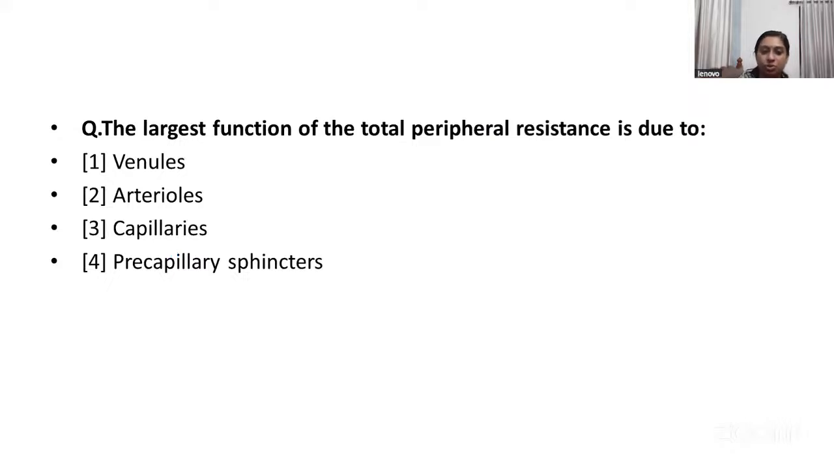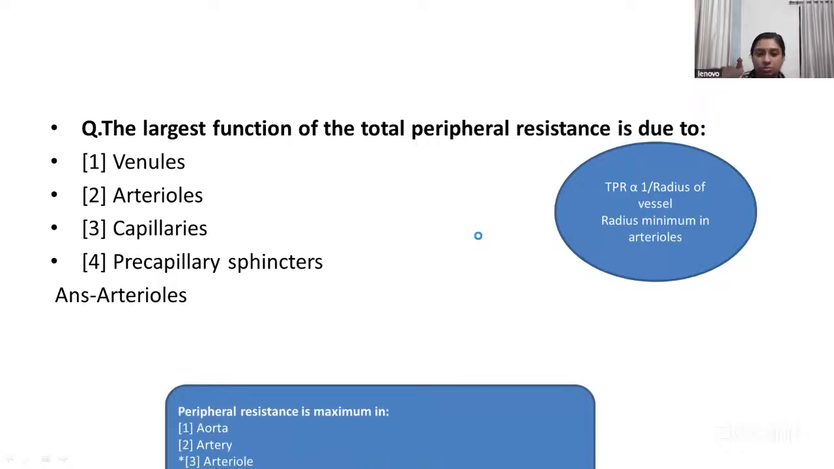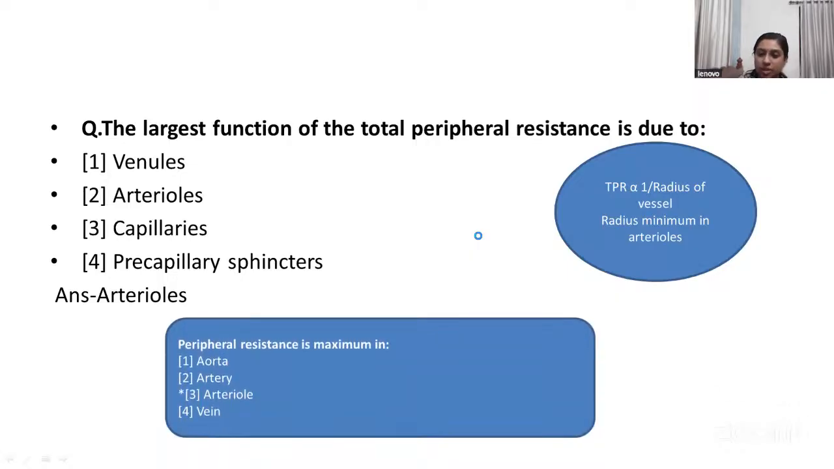The largest fraction of total peripheral resistance is due to which of these? The options are venules, arterioles, capillaries, precapillary sphincters. That is in the arterioles. Total peripheral resistance is inversely proportional to the radius. If the radius is more, then the resistance will be less. Radius is minimum in arterioles, so TPR will be more in arterioles. So, peripheral resistance is maximum in arterioles.